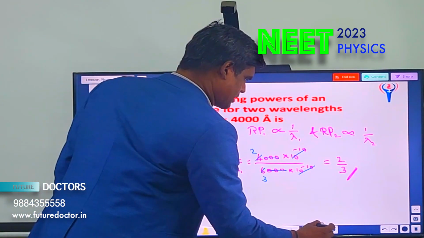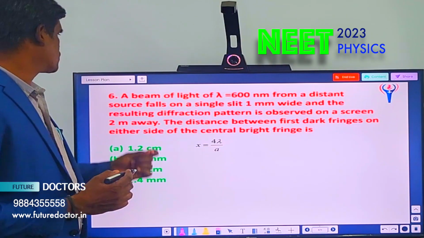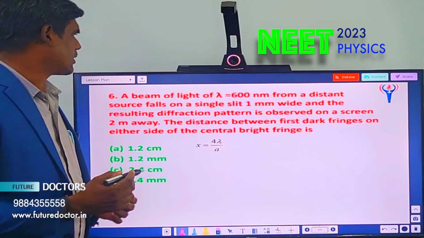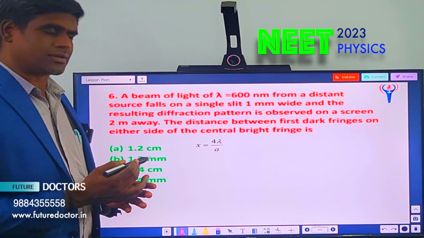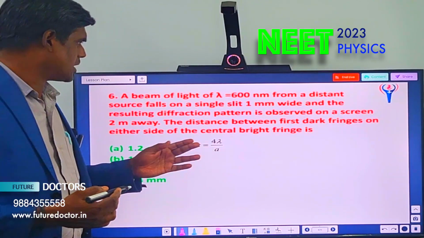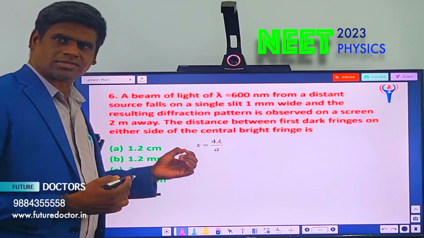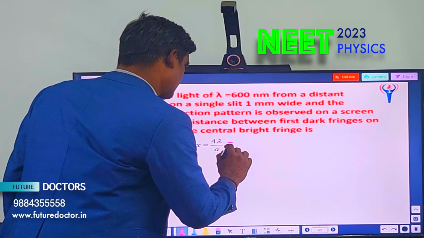Let's move to question number 6. A beam of light lambda equal to 600 nanometer from a distant source falls on a single slit of 1 millimeter wide and the resulting diffraction pattern is observed on a screen 2 meters away. The distance between first dark fringes on either side of the central bright fringe is dash. Formula x equal to 4 lambda by A. This is the formula.